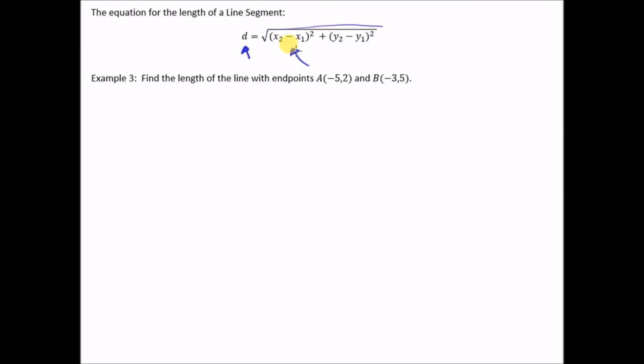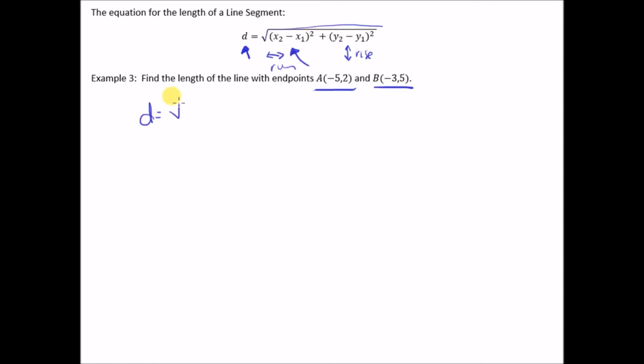So what we're finding is the difference in the x's, which is going to give us our run. And then we're going to add the difference in the y's, which is going to give us our rise, right? And we're going to square them both, just like Pythagorean's theorem. Okay? So let's actually find the length of AB using this formula this time, okay?